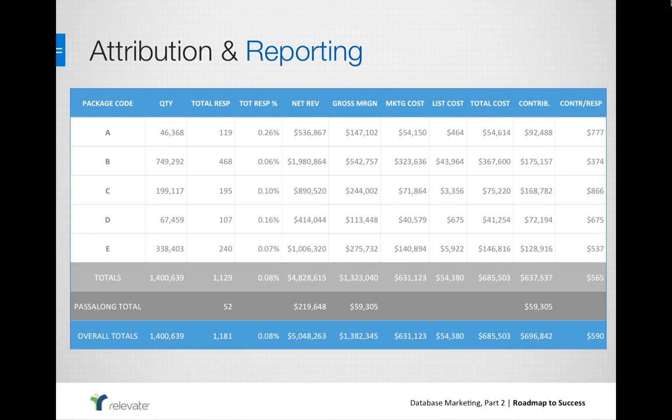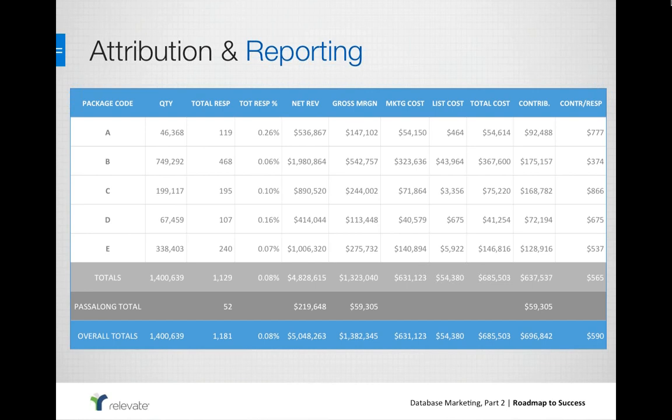The next thing to notice on this report, below the totals row, is another row called pass-along totals. Again, these are the records that did not match during the name and address matchback process, but have been flagged as responses because they had the promotion codes that were associated to this particular campaign.